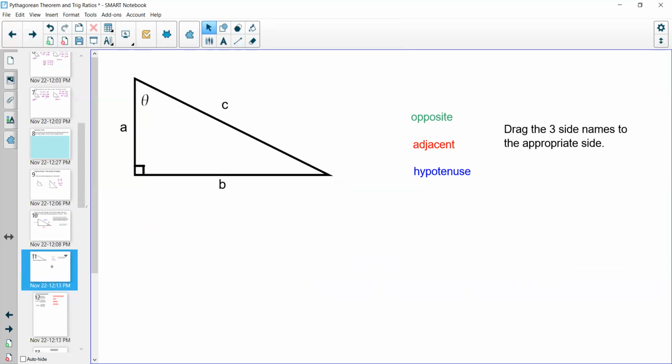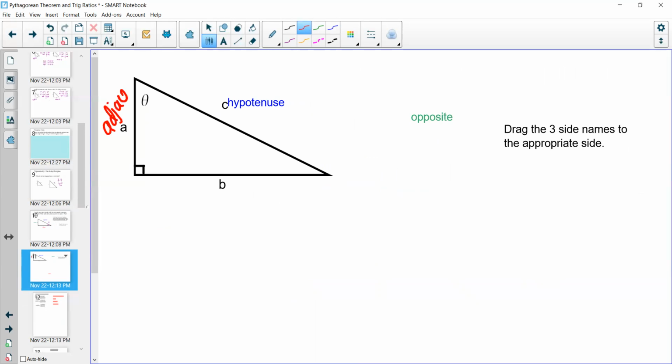So let's take a look at this one here. It's important that we know which one is our opposite, which one is adjacent, and which one is our hypotenuse. So again, our hypotenuse is the one opposite the 90-degree angle. Our adjacent side is the one next to our angle here. This side here is going to be our adjacent side. And then lastly, we have our opposite side, which is going to be the one on the other side of our angle. It doesn't share a side with that angle.